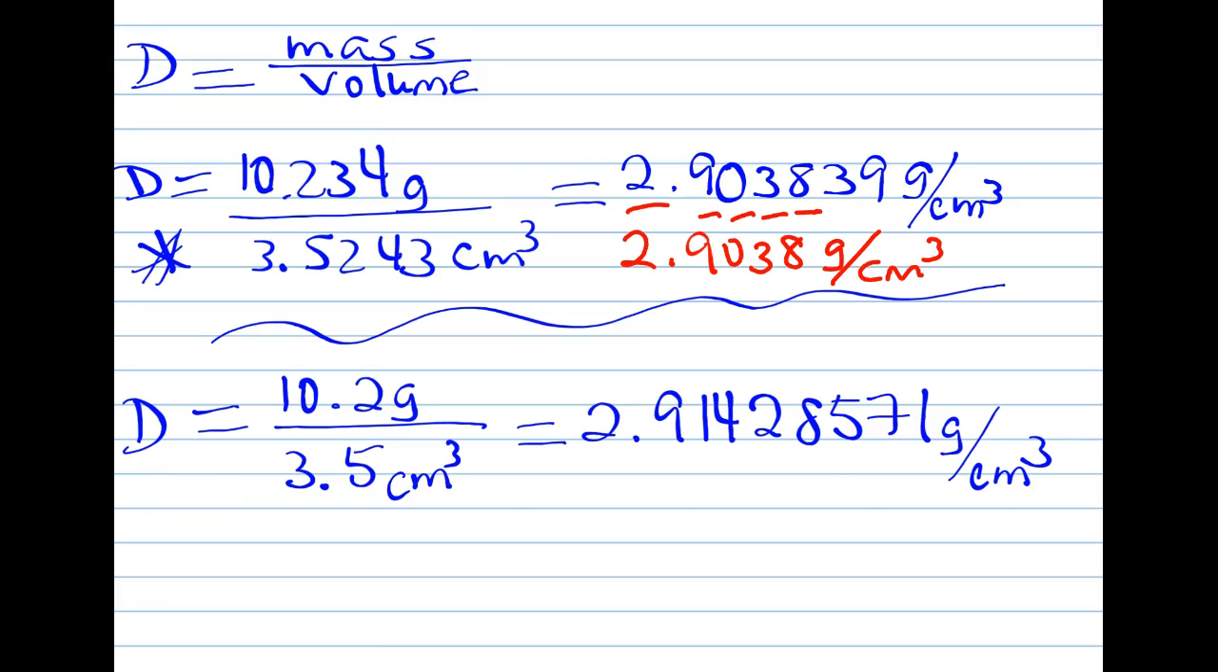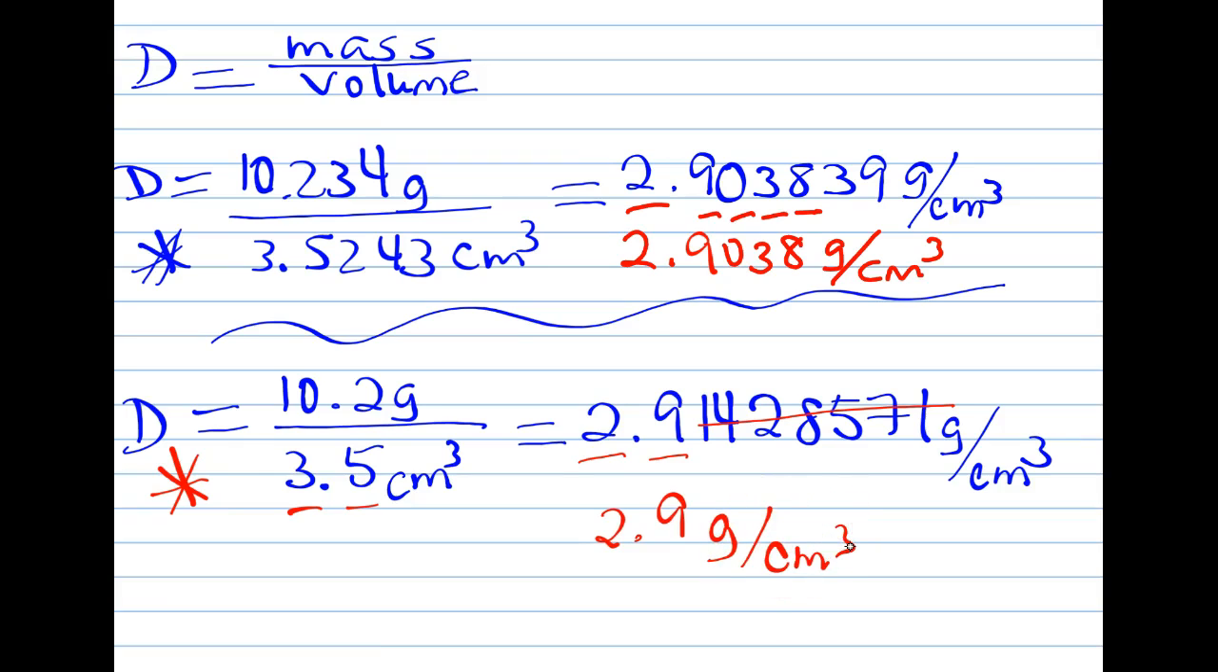When we look at the second problem we're using, 10.2 grams divided by 3.5, we have a different amount of significant figures from each quantity. 10.2 has 3 significant figures, and 3.5 has 2 significant figures. So according to the rules of division with significant figures, you have to go by the least number of significant figures in the operation. In this case, it would be 2. So our final answer needs to be rounded to 2 significant figures. In this case, it would be 2.9 and everything else would not be included. So our final answer for this problem would be 2.9 grams per cubic centimeter.